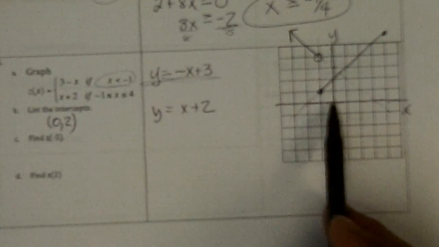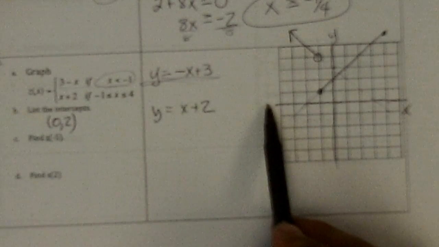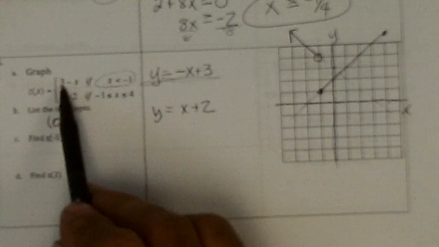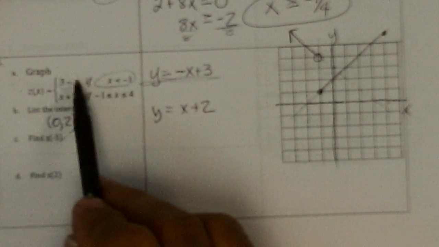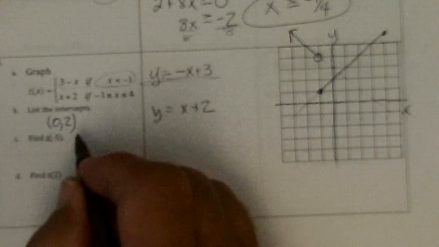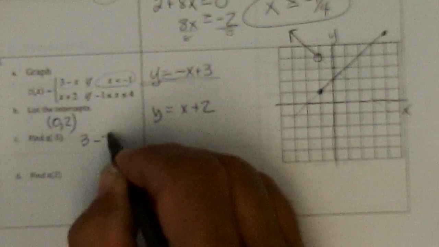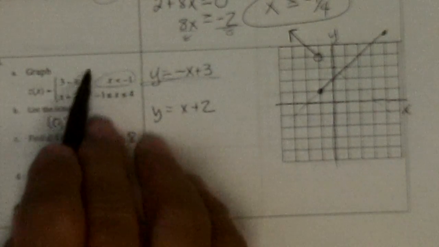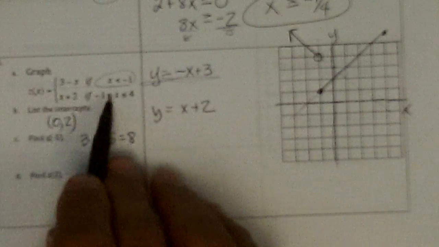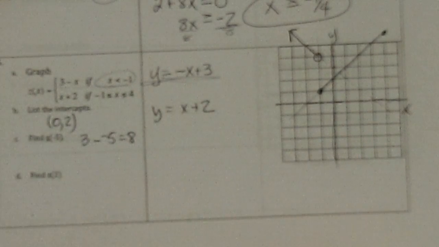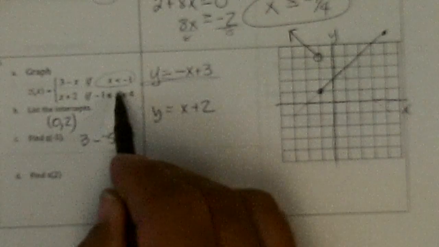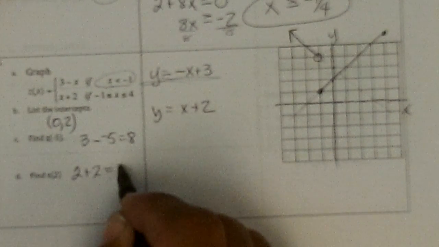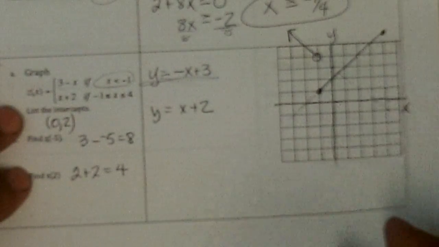Now, f of negative 5. So negative 5 is less than negative 1, so we're going to use this one. 3 minus a negative 5 is 8. So that's what we get when we put negative 5 into this function. We don't put it in the other one because negative 5 is not between these two. Now 2 is between these two, so I'd put 2 into here, and I'd have 2 plus 2, which equals 4.